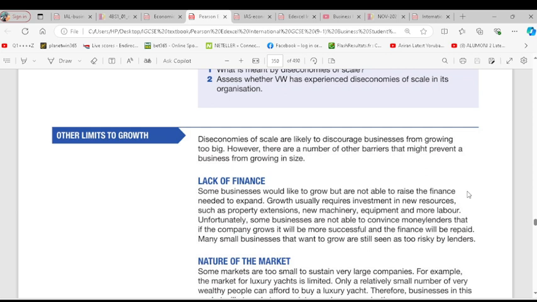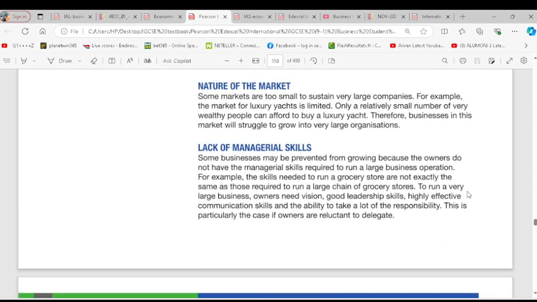Clear? The second one, nature of the markets. Some markets are too small to sustain very large companies.